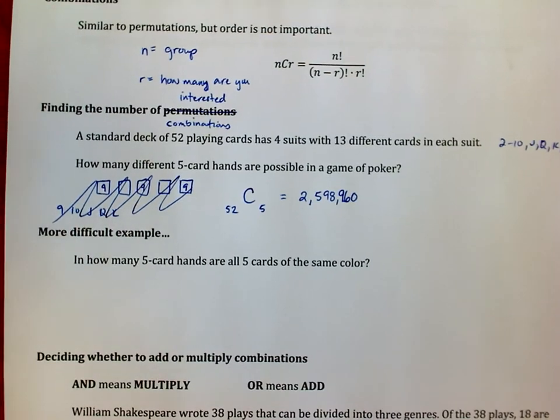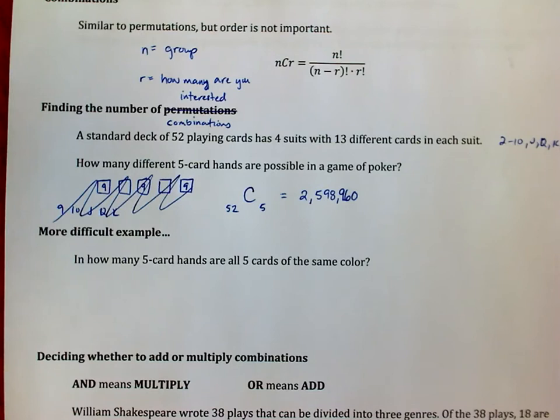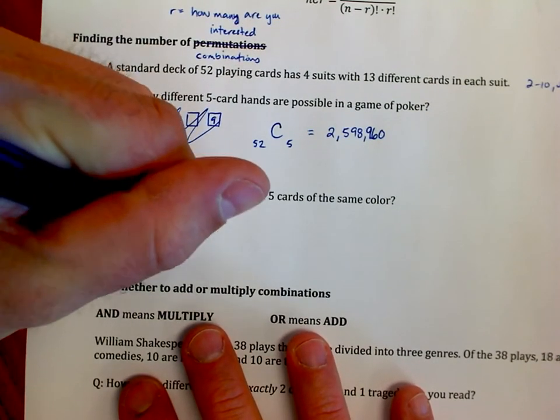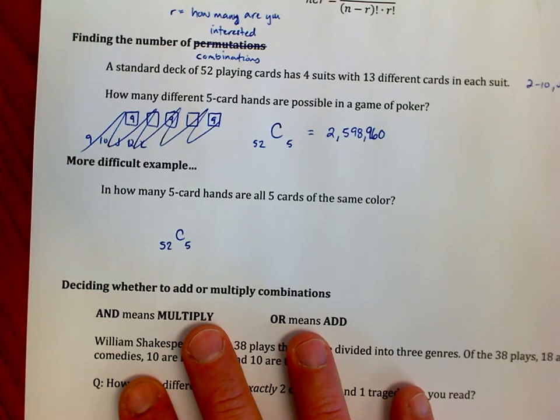So that's all fine and dandy. I hope that makes sense. And before I quit this video, I want to show you a more difficult example. Same problem, a 52-card playing deck, and how many of those 5-card hands are all 5 cards the same color? And we get something a little bit different here. We have to adjust for the color, so either it's red or it's black. And so I'm going to add in a second piece. So we do have the 52 nCr 5, and that's going to be part of the problem. But we have to make an adjustment.